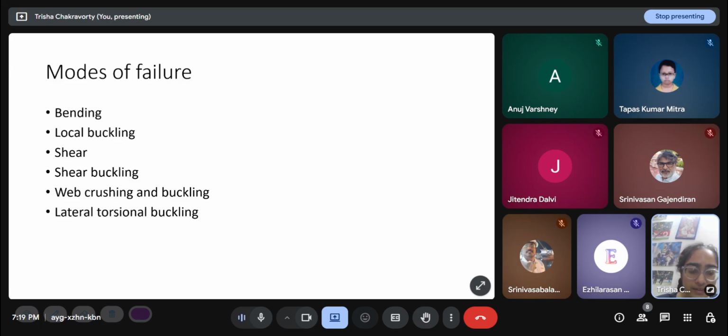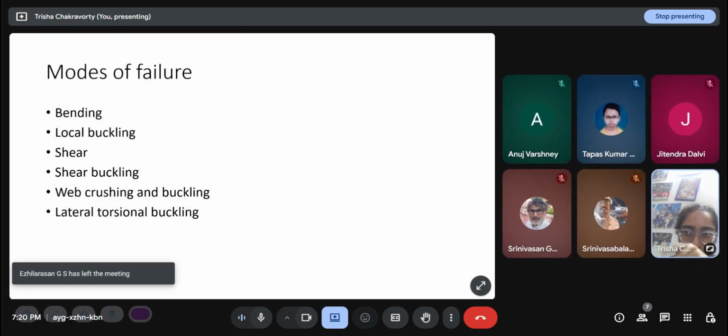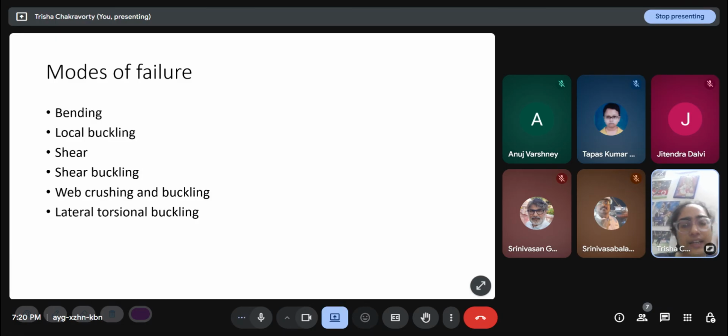It can also be that, suppose a member is a beam and you are loading at the midpoint. Suppose it's an I section. At the point at which you are loading, if it is a point load and not a uniformly distributed load, then the web of the I section is a slender member itself. So there is a chance of local buckling. So web crushing and buckling is a local buckling phenomenon.